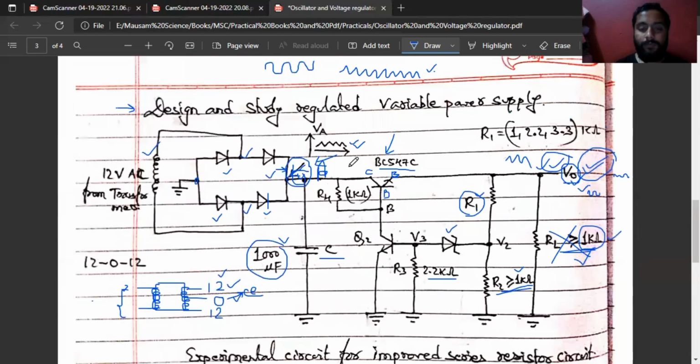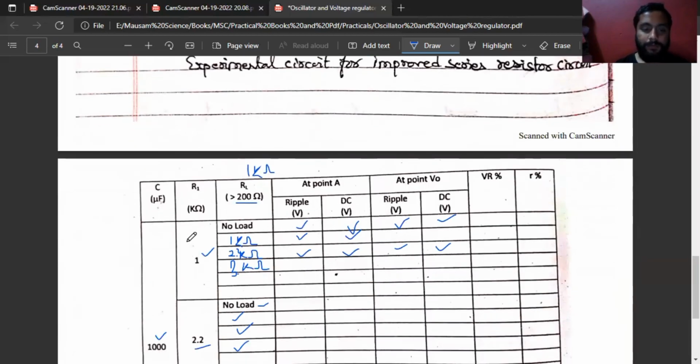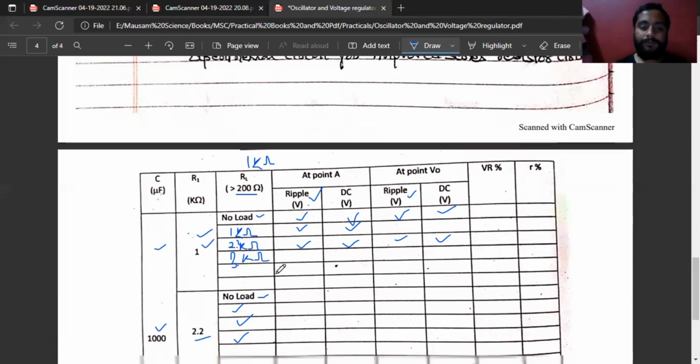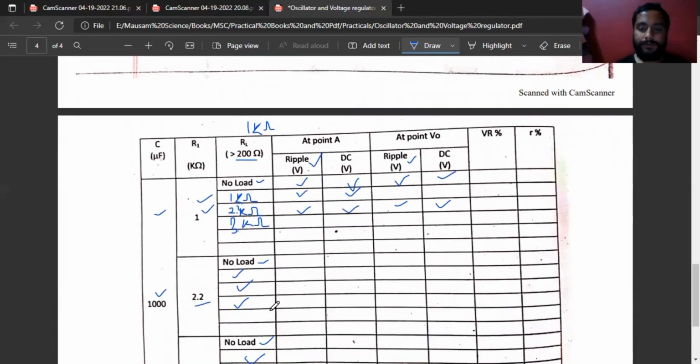For each and everything, we need to trace a curve for this ripple voltage. In one curve, we can trace one data. Suppose in one curve, we can trace for capacitor 1000, resistor 1 kilo ohm, and no load. This one and this one as input and output, or at point A and at point B naught. We need to trace a curve up and down. You can trace one curve, two curves, three, four, and up to 12 curves we need to trace.